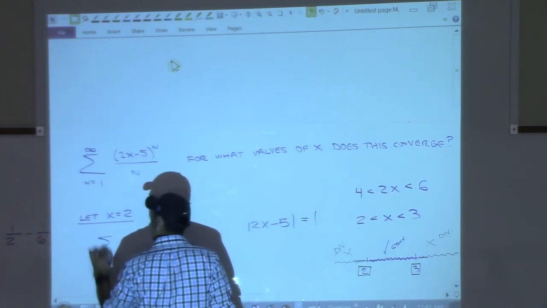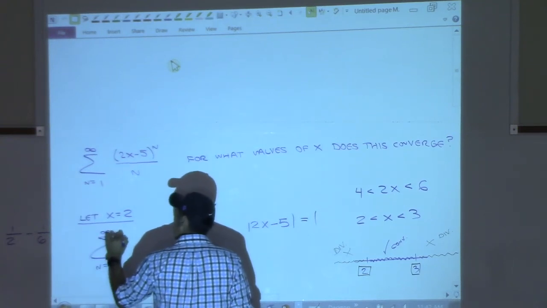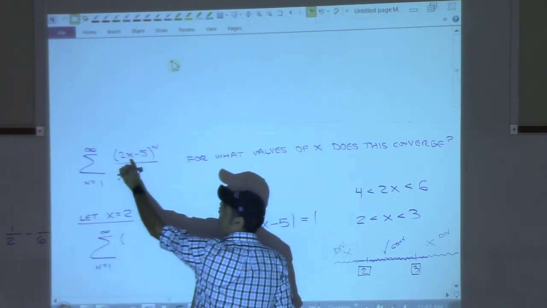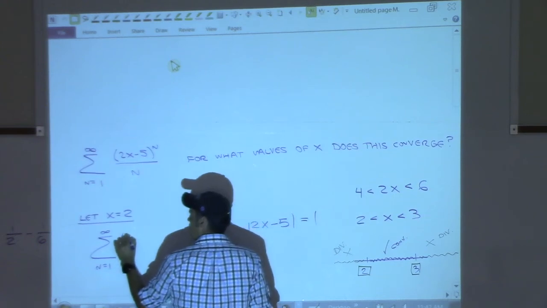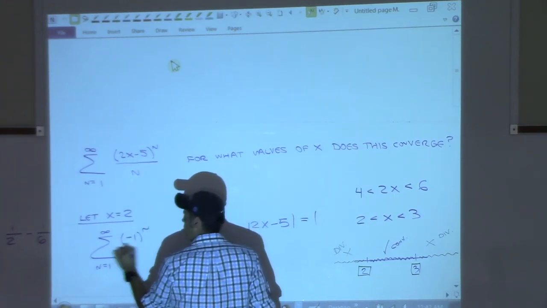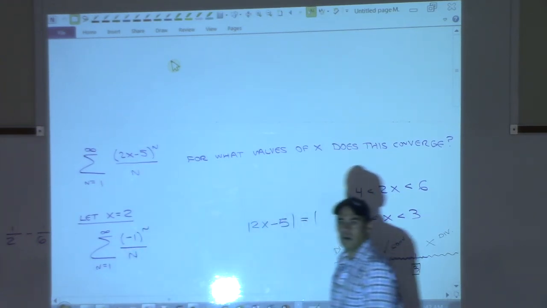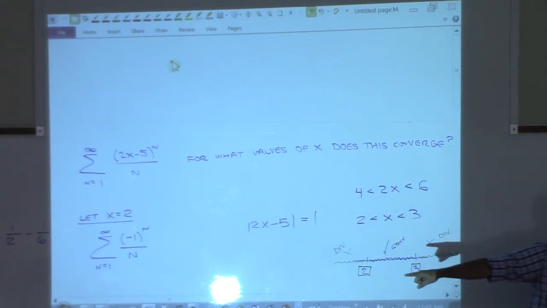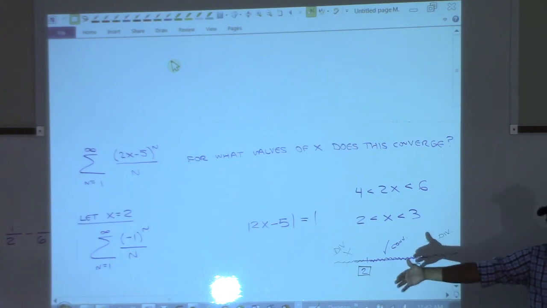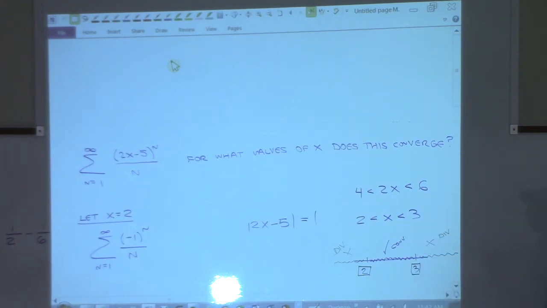All right, and rewrite the series. Sum n equals 1 to infinity. And now we have, what does that become if I replace that with 2? Alternating. 4 minus 5, that's negative 1 to the n over n. Okay, this is no longer a power series. Do y'all see that? This is a series, 8.2, 8.3, 8.4. So you look at it, you say, what kind of series is that? It's an alternating series. How do I check to see for convergence on that? Alternating series test, right?